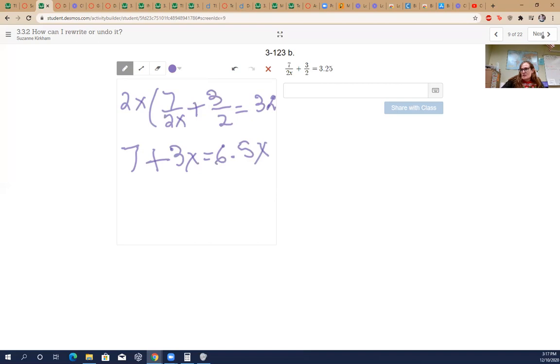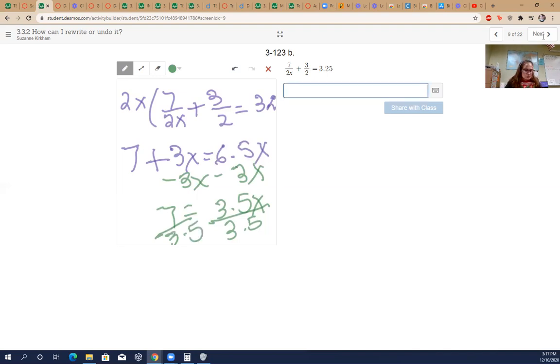All right, so now we're ready to combine like terms. We subtract 3x from both sides, minus 3x, and that'll give us 7 equals 3.5x. We divide both sides by 3.5, and 7 divided by 3.5 is 2, so x equals 2. That's what goes right here. X equals 2.